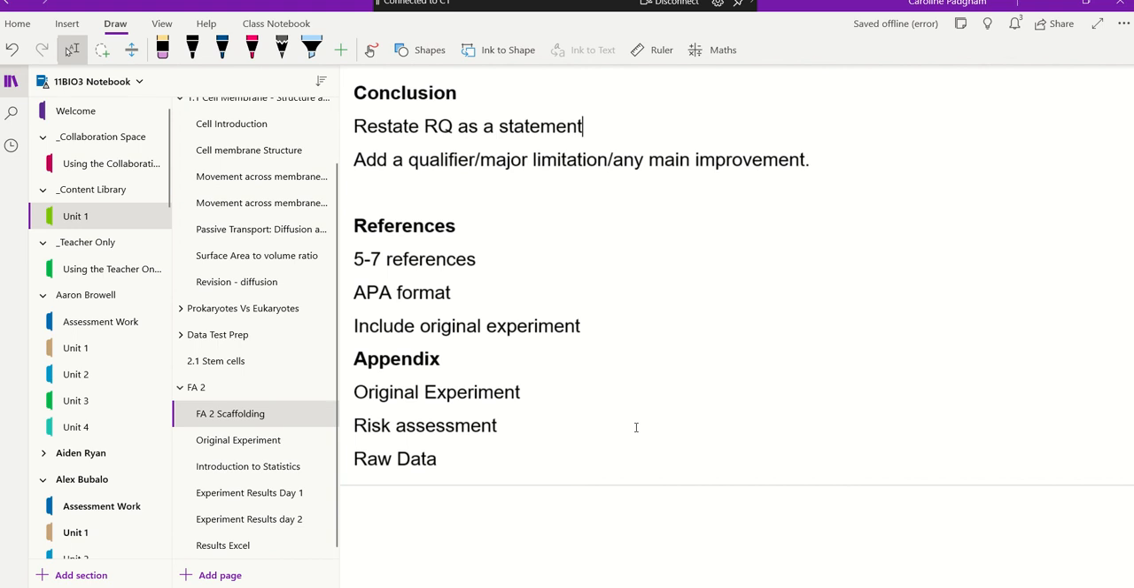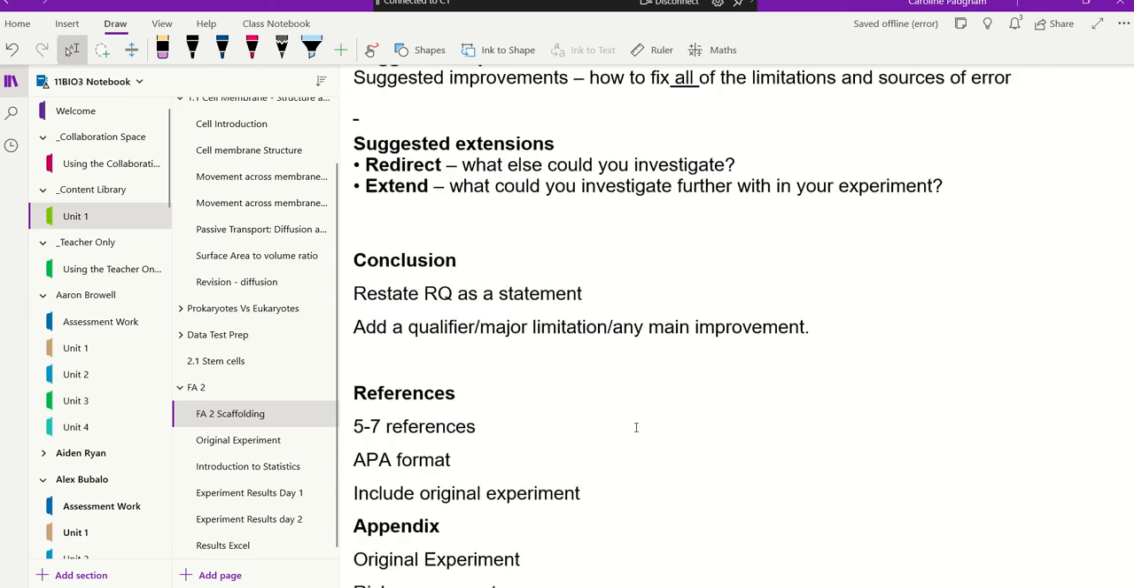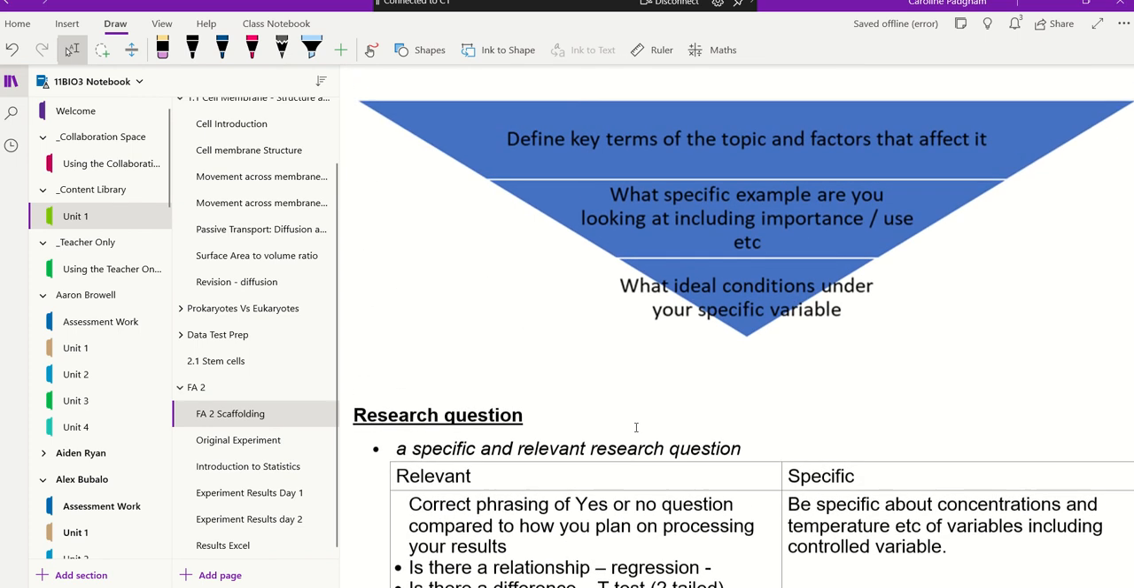References, 3 to 5. Most of your references, you'll have your original experiment, yep, and you'll have 4 more for your background, oh, not your background, your rationale, yeah? Okay, and then you've got your appendix with your raw data and everything. A real Gucci.